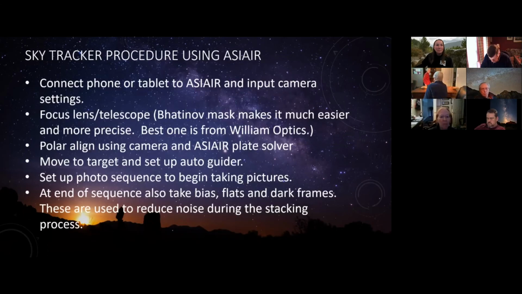Okay, so what's the procedure? I kind of showed that earlier. You connect your phone or tablet to the ASI Air, and you input the focal length of your camera, and I think there's one other thing I can't remember what. Anyway, it's fairly standard. The camera model, and then the focal length, and then you go ahead and focus on any star. You just pick a bright star, and you focus your lens and lock it.